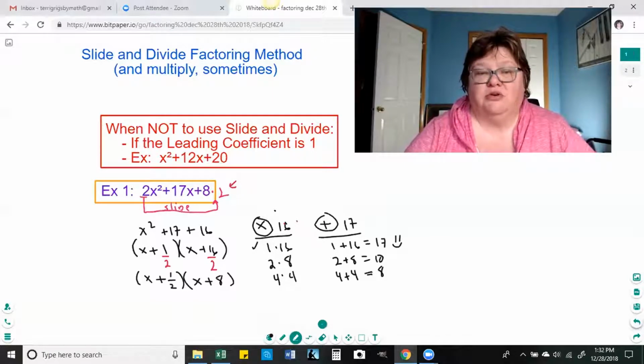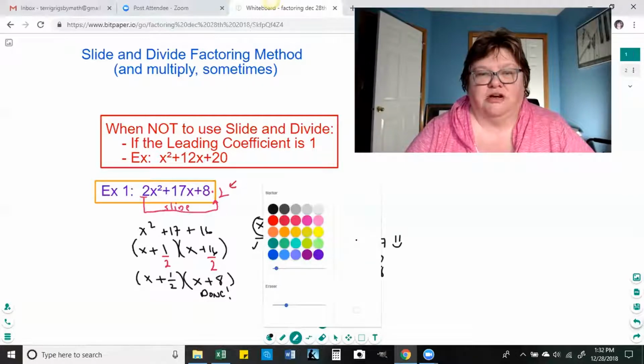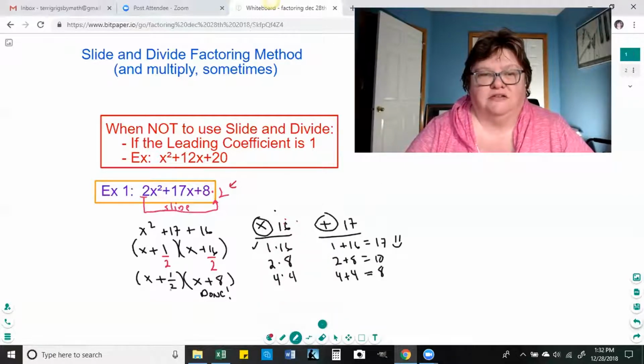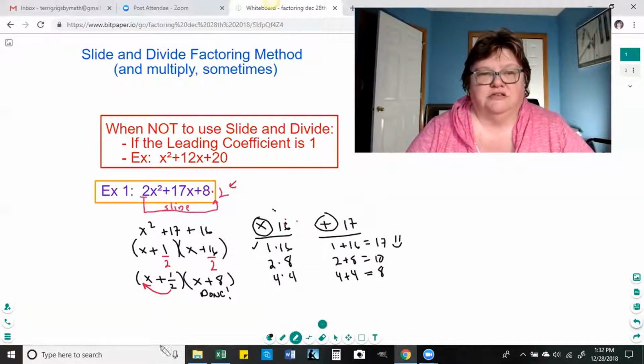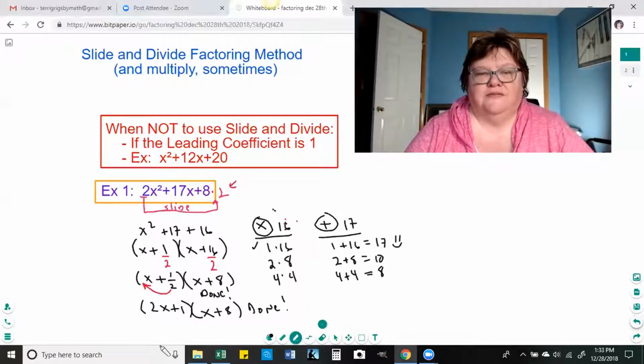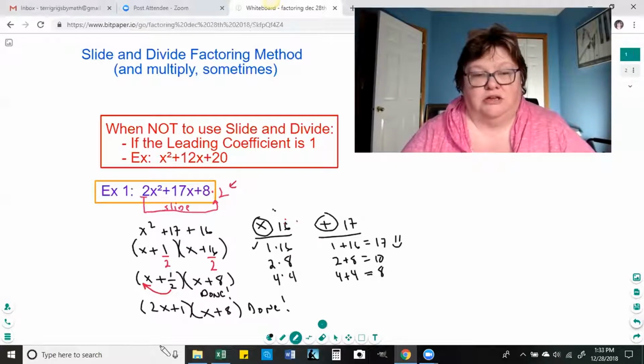So if they come out to be whole numbers, you're done with that parenthesis. But if you get a fraction, then you have to take that number that you divided by, that 2 in this case, and you're going to multiply it back in front of the x term. So we'll get 2x plus 1 and x plus 8. And we are done, and that's factored. Now you could check it by multiplying it out, but you don't need to do that.